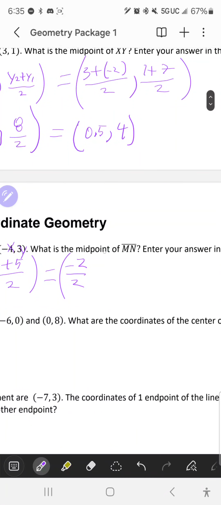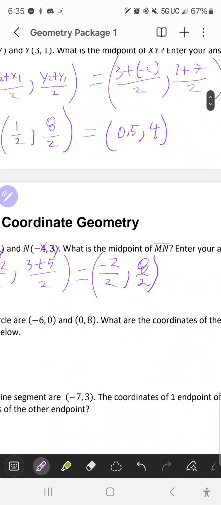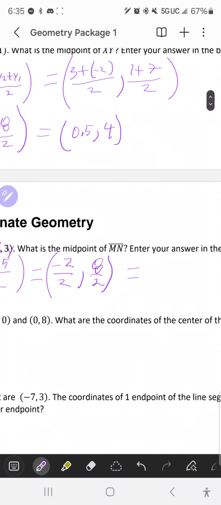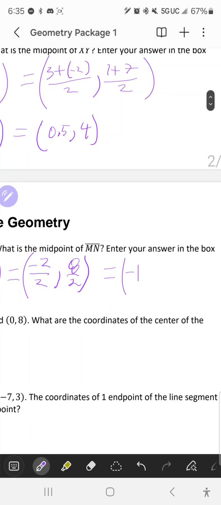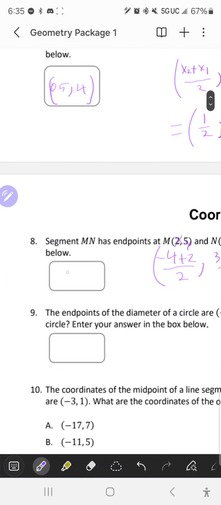Now, 3 plus 5 equals 8. So we have 8 over 2 again. And -2 divided by 2, they have different signs, so the negative is going to be kept. 2 divided by 2 is 1, so -1 in this case, and 8 divided by 2 is 4. And this is our result, -1, 4.